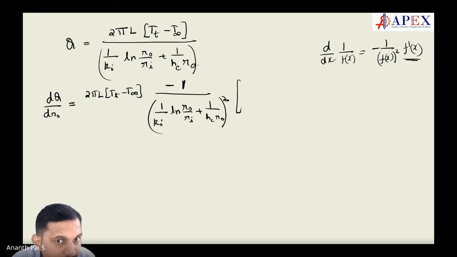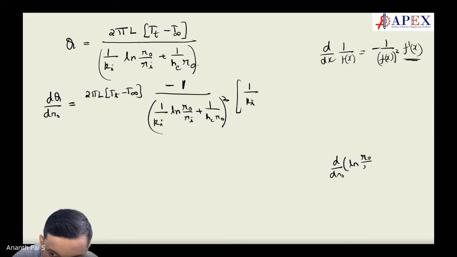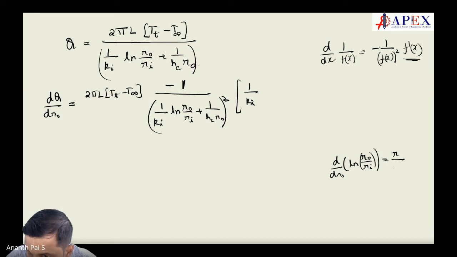There is a minus 1 which we have missed. We'll put that minus there. Then here we will have 1 by ki. Now we have to differentiate log of r naught by ri. What is differentiation with respect to r naught? I'll write it a bit low: d by dr naught of log of r naught by ri. You will get this as ri by r naught into 1 by ri. Why do we get this?